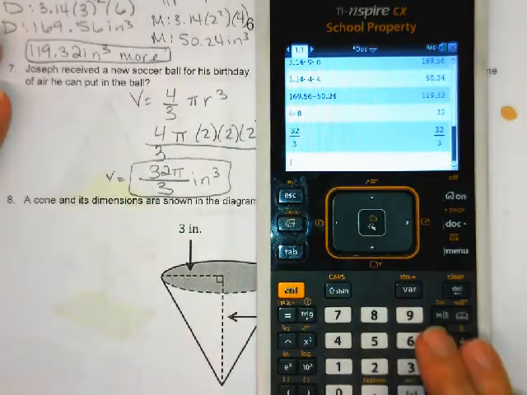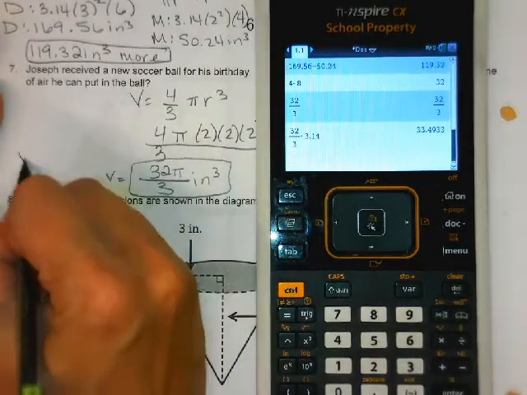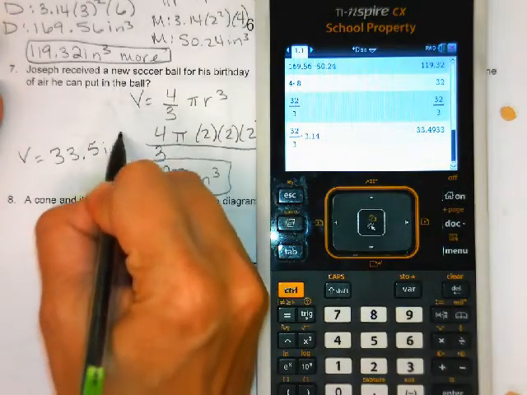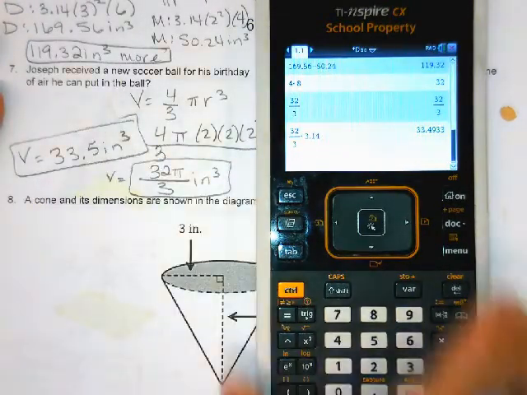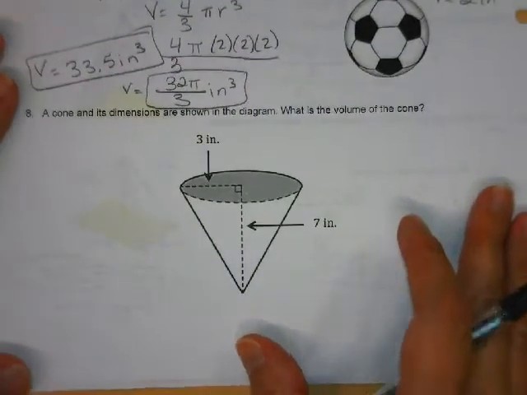If I wanted to, I could say 32 over 3 times 3.14. So I could also say 33.5 inches cubed. Either would be acceptable. So make sure that you can identify both pieces.